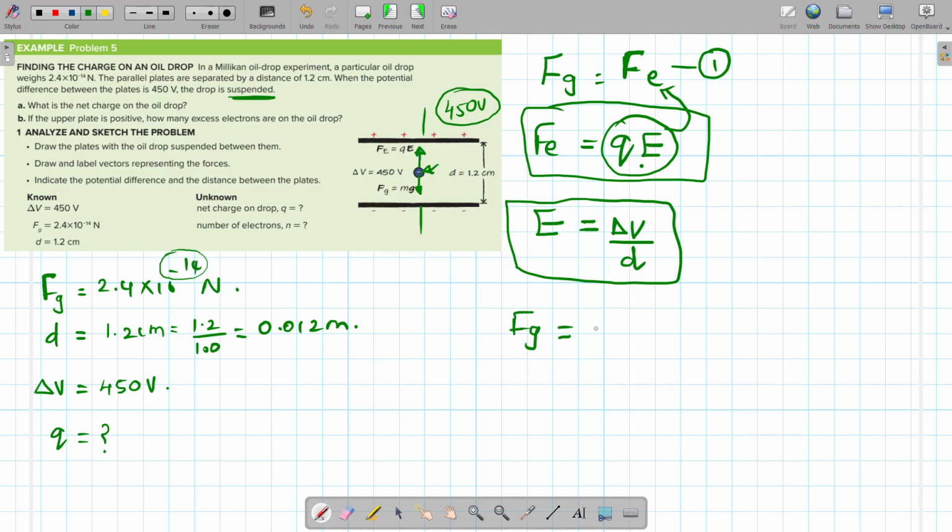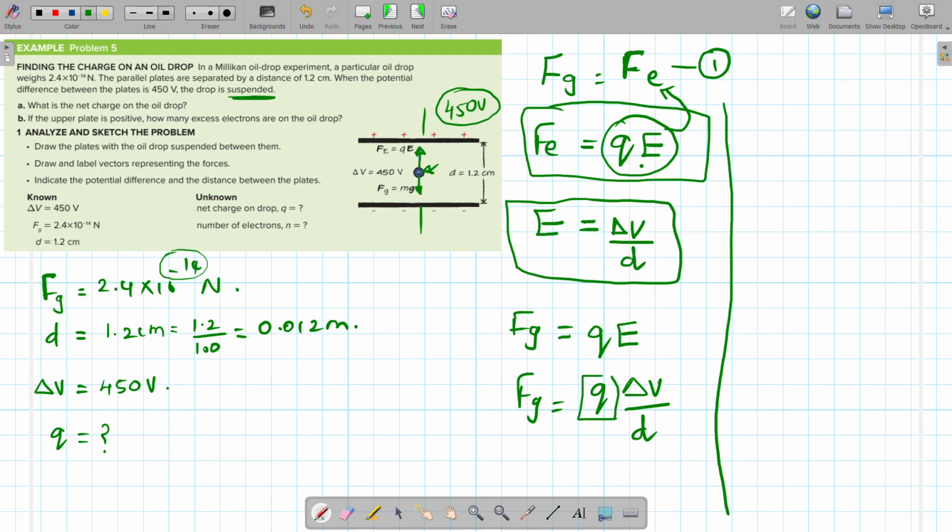Fg is equal to Fe. Fe is Q times E. The next step: E is delta V over D. Now we are going to find the charge Q. So the denominator, take it to the other side. It becomes a numerator. And the numerator, take it to the other side. It becomes a denominator.